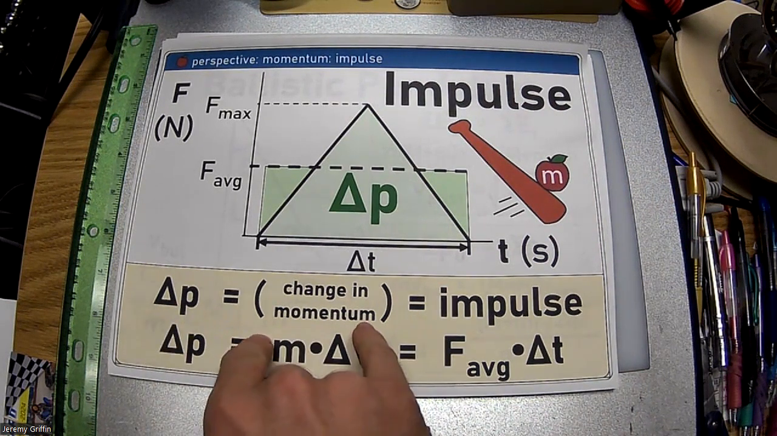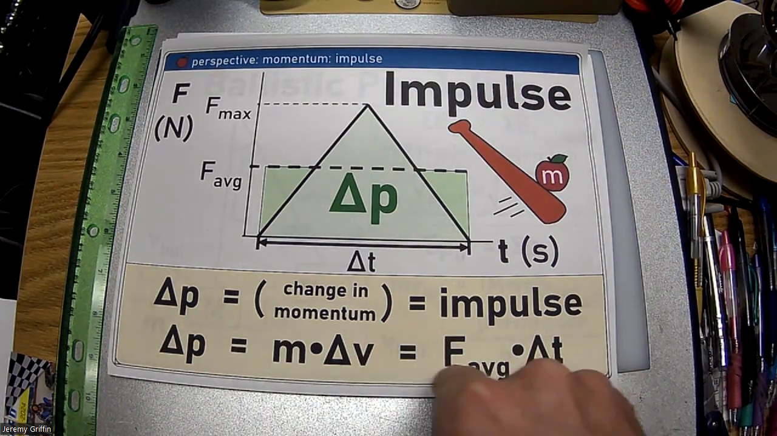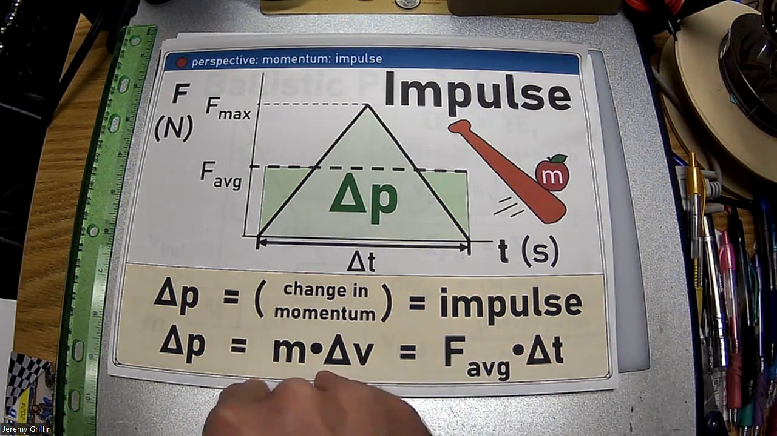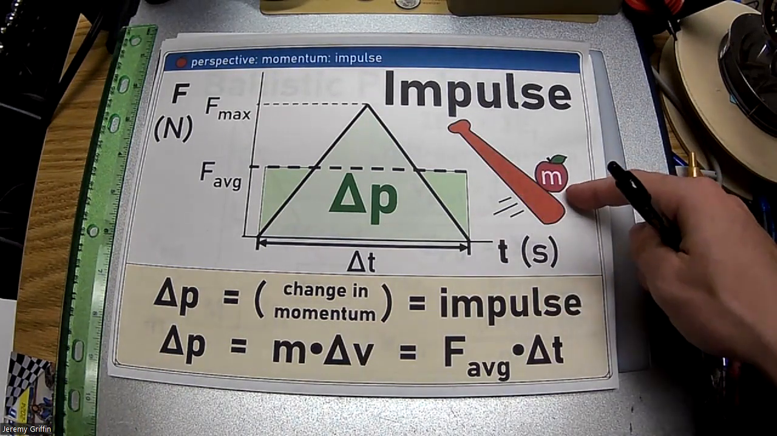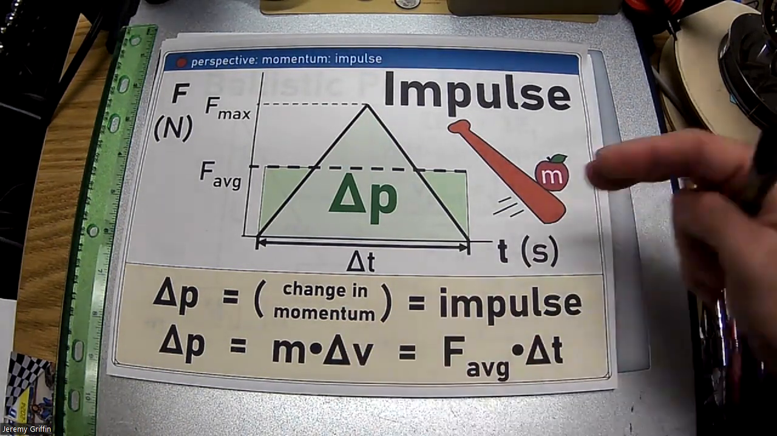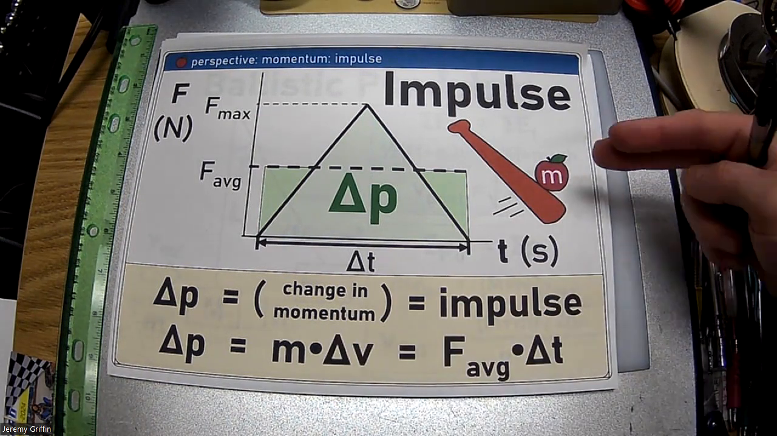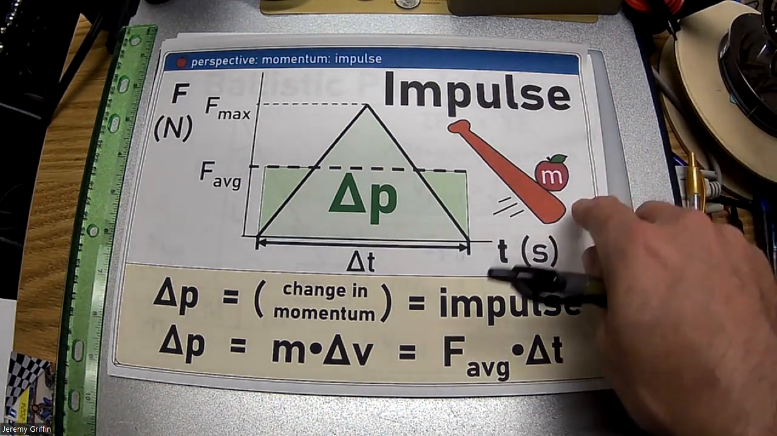So delta P, change in momentum, is called impulse, and here are two equations I pushed into one line. You could do mass and change of velocity. This ball has a constant mass, but it's changing its velocity. Now, be careful about that, because if it's thrown towards the left and it's hit back towards the right, you have to be able to handle negative signs.